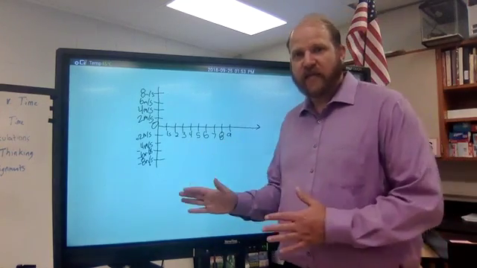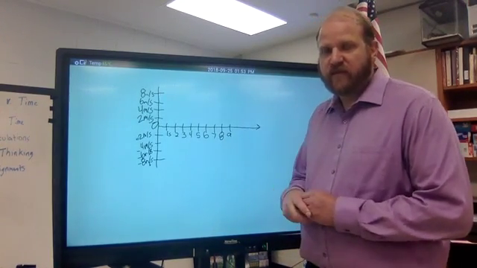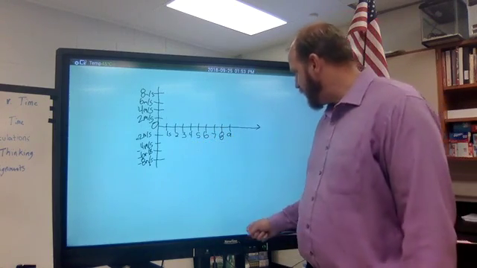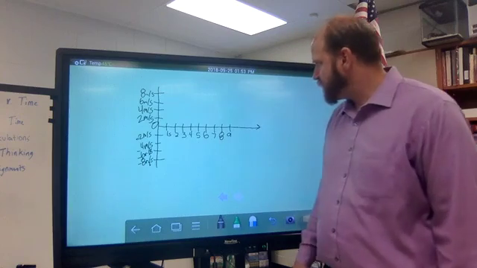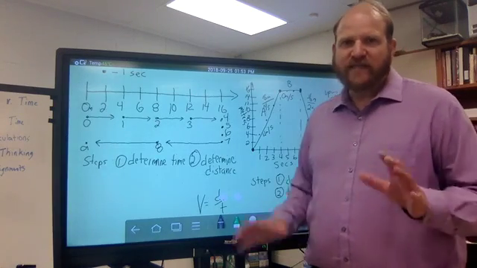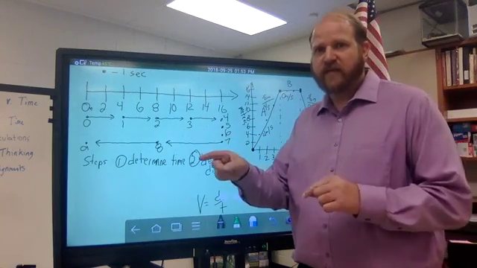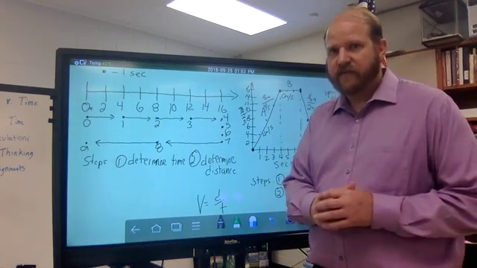Now I just have to translate the information that was on the position versus time graph and put it onto my velocity versus time. So let's go back. And I want to do one segment at a time. So I'm going to do segment A first. I'm going to translate segment A onto my velocity graph.